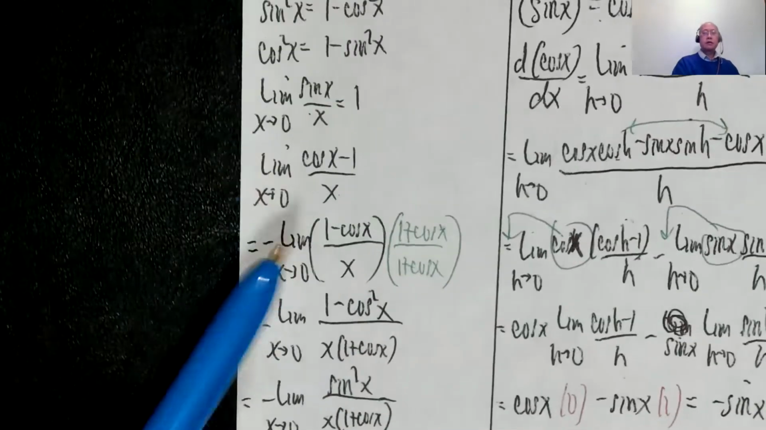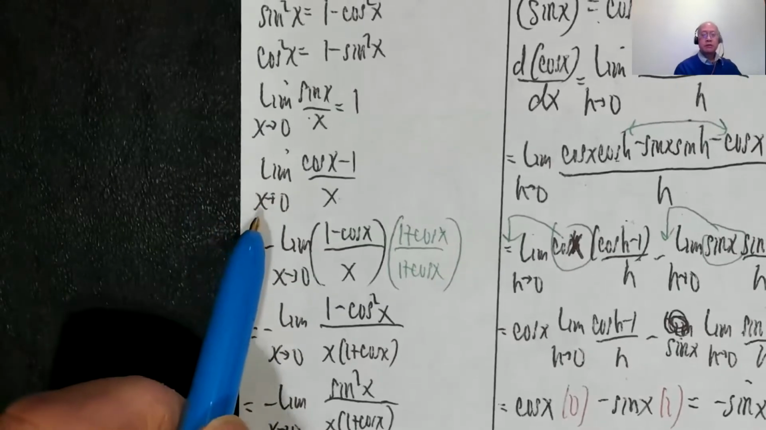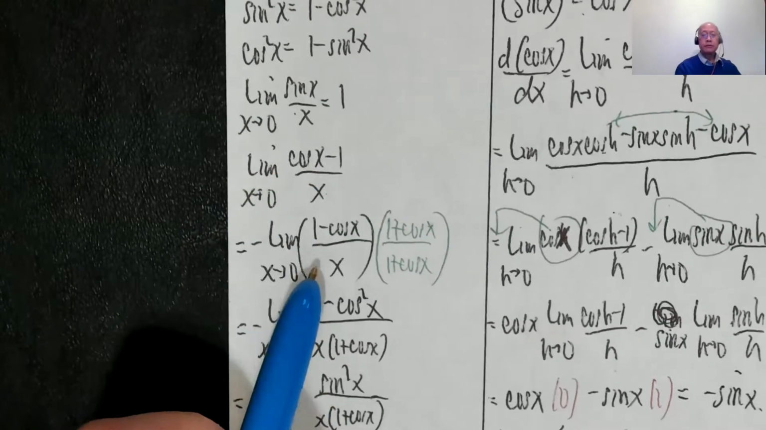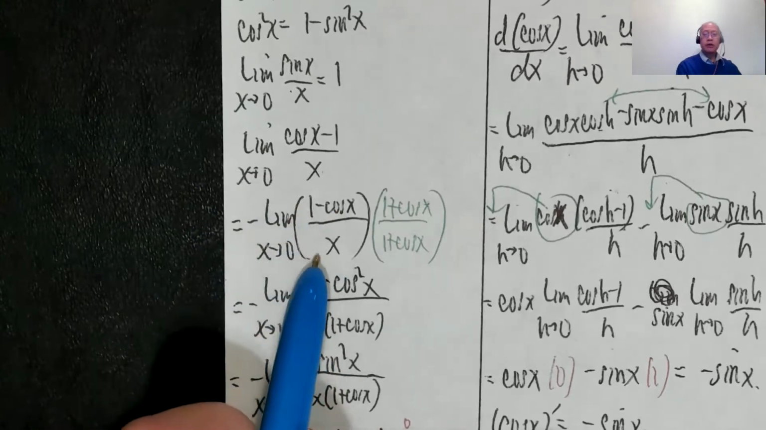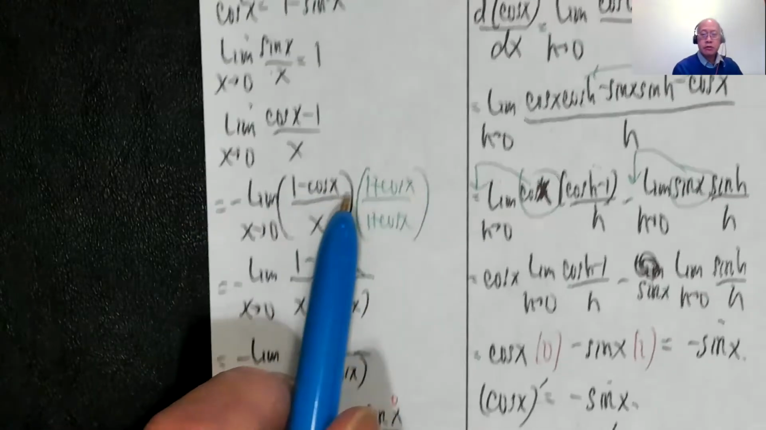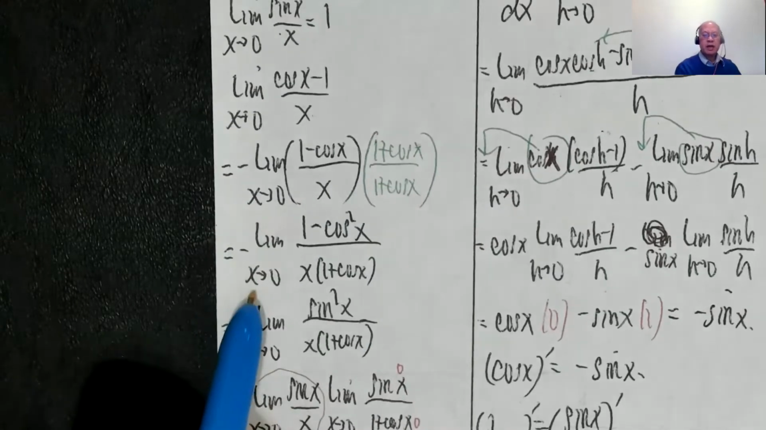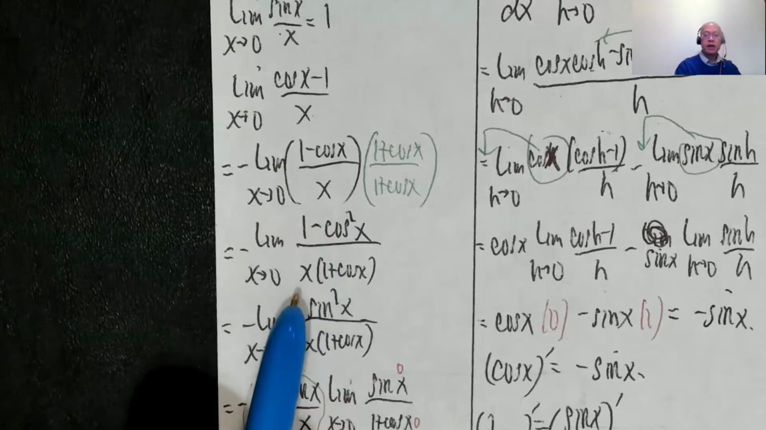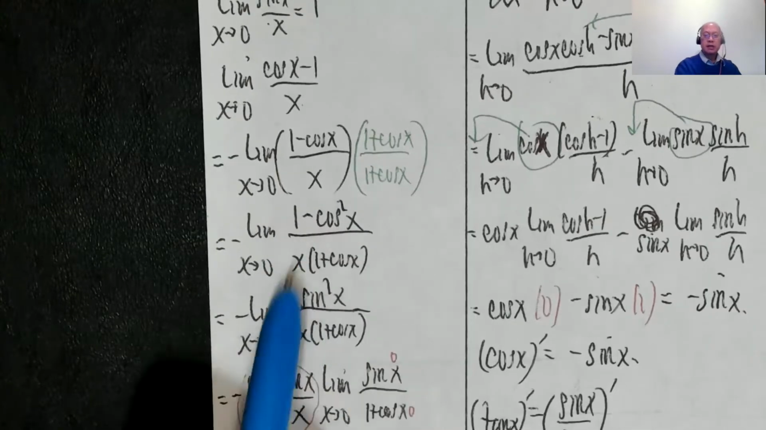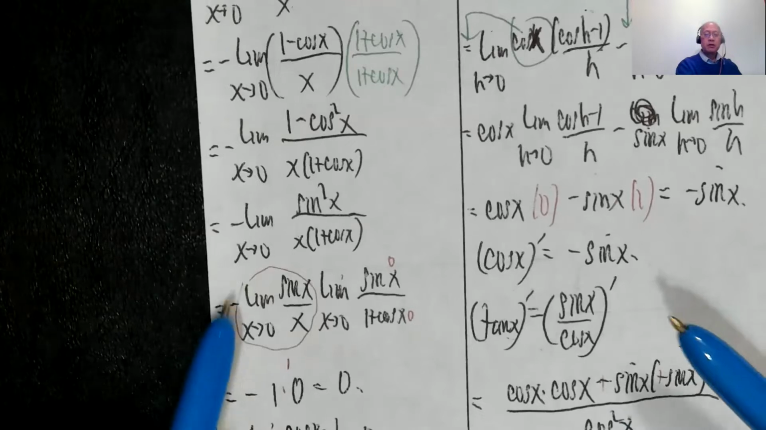In any event, this limit is equal to 1. Another limit: the limit as x approaches 0 of cosine x minus 1 over x. If you factor out the negative 1, I have 1 minus cos x over x, multiplied by the conjugate, 1 plus cos x over 1 plus cos x. It gives me negative limit as x approaches 0 of 1 minus cosine squared x over x times 1 plus cosine x. This is equal to sine squared x.